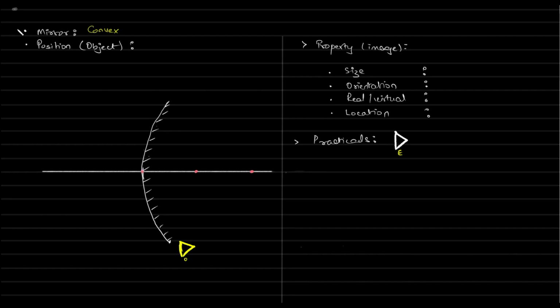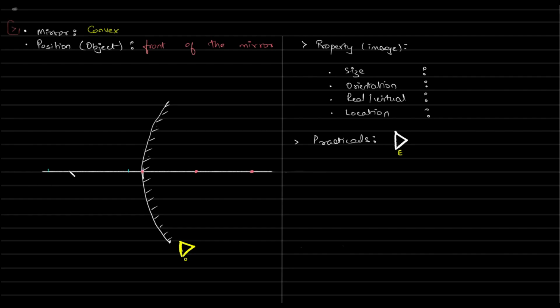Let's begin to understand image formation by a convex mirror. So the position is in front of the mirror. That's all. So there are only two cases. One is in front of the mirror and another one is object at infinity. That's it. So in front of the mirror can mean anything over here. It can be at this point, anything, doesn't matter.